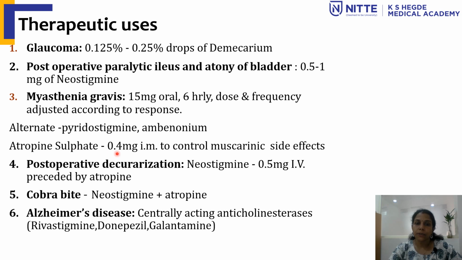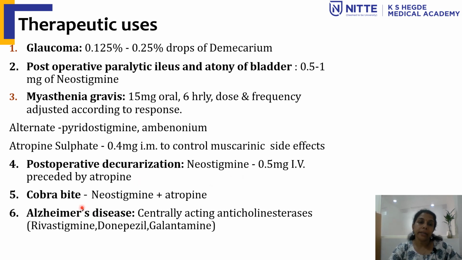Atropine sulfate. Why atropine sulfate? Prior to giving the neostigmine or pyridostigmine, atropine sulfate has been given to counteract the muscarinic side effects caused by the neostigmine or pyridostigmine. Then post-operative decurarization, that is, the muscle paralysis caused by the overdosage of non-depolarizing blockers. To reverse that, neostigmine is again given, preceded by atropine.